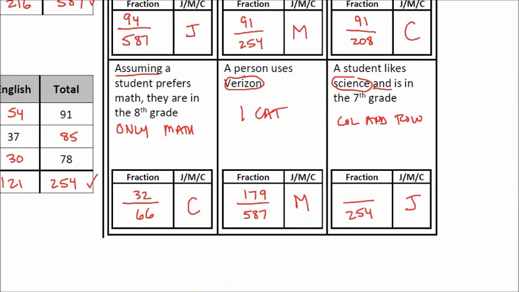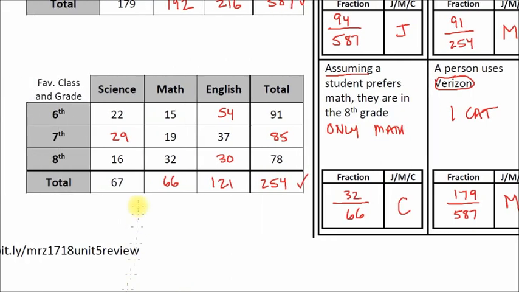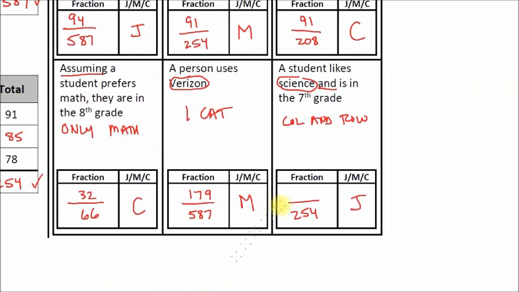And how many students like science and are in the 7th grade? Here's science. 29 of them are in the 7th grade. So we've got 29 out of 254. So there are questions 1 and 2 of the test review. We'll go ahead and start a new video for the next part.